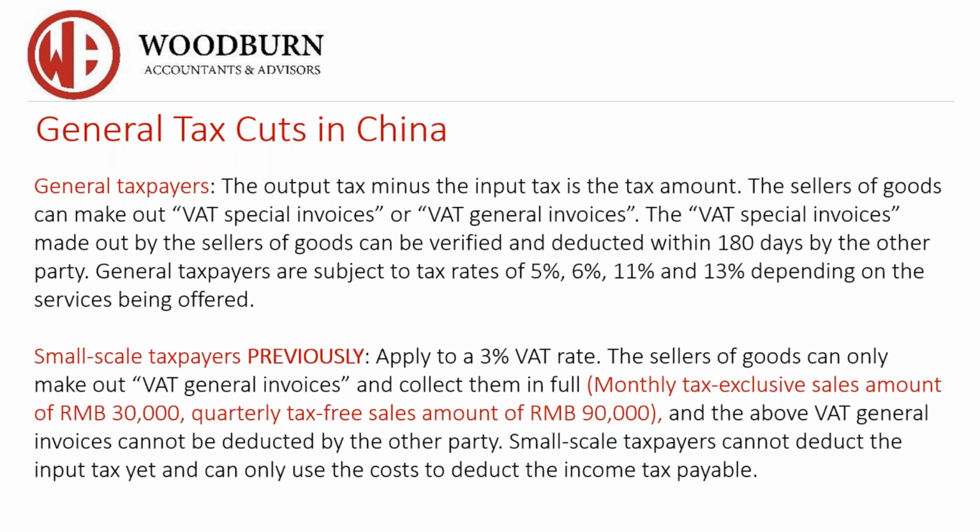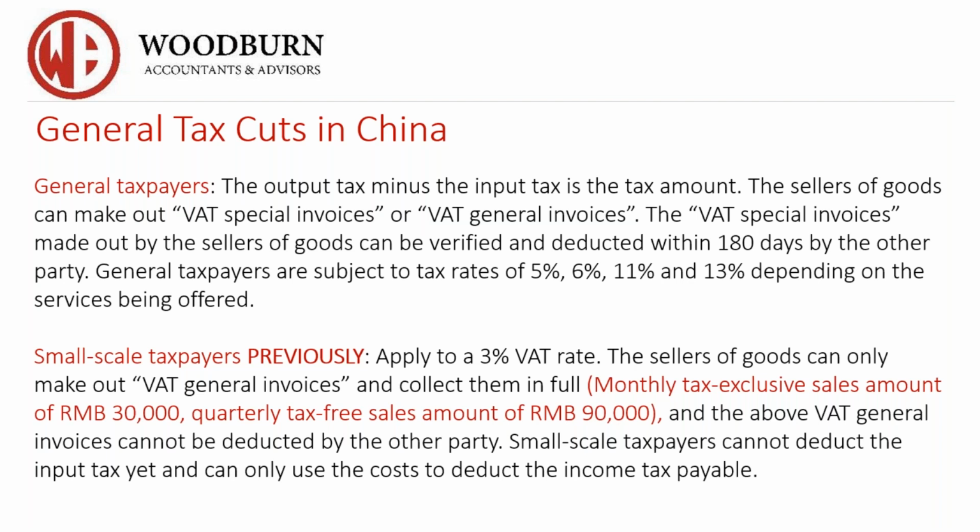Now, in addition to the profits tax cuts, there is also cuts in relation to the value-added tax. So when you issue fapiaos in China, you can be designated as a small-scale taxpayer, or you can be designated as a general VAT taxpayer. Now, under the general VAT taxpayer, there have been no changes. It's only been applicable to small-scale taxpayers.